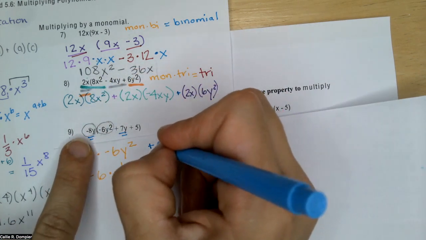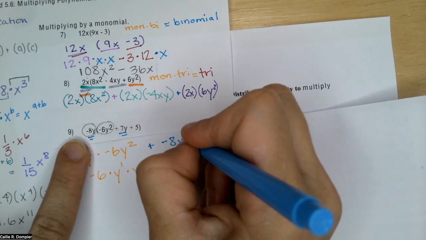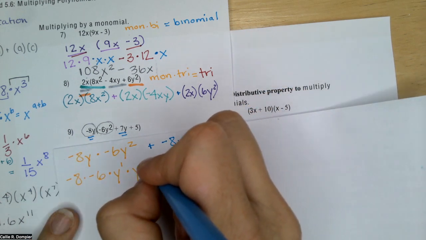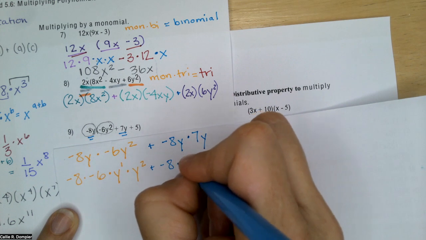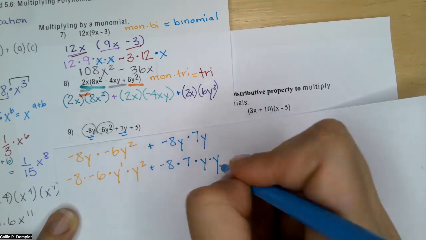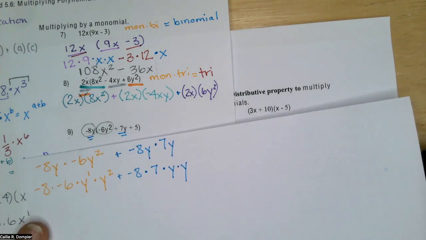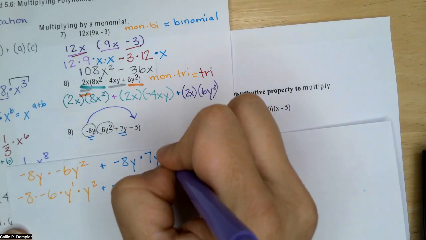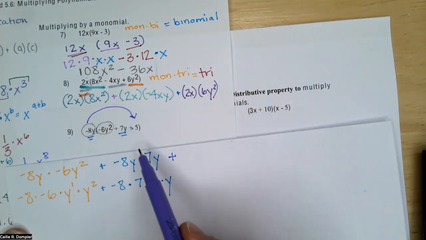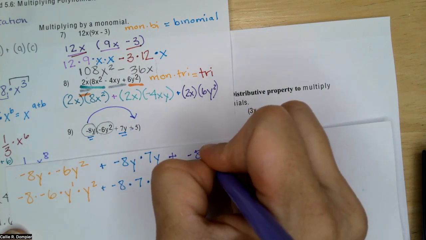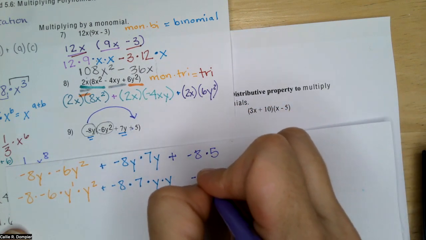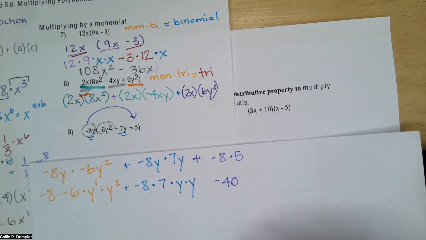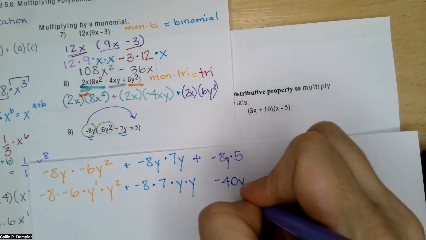My next term, I'm going to put a plus between them. Negative 8y times positive 7y becomes negative 8 times positive 7 times y times y. And then now I have plus, right? So that was that plus sign, that's that plus sign. Negative 8 times a positive 5. And we can just say that that's negative 40y.